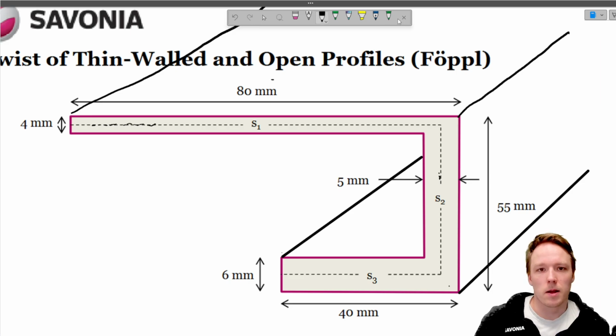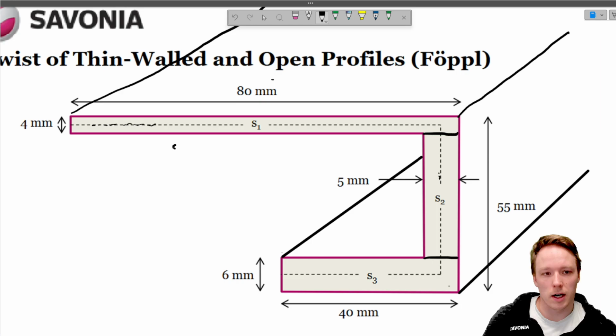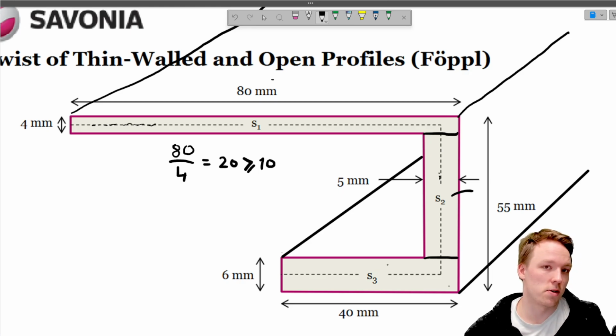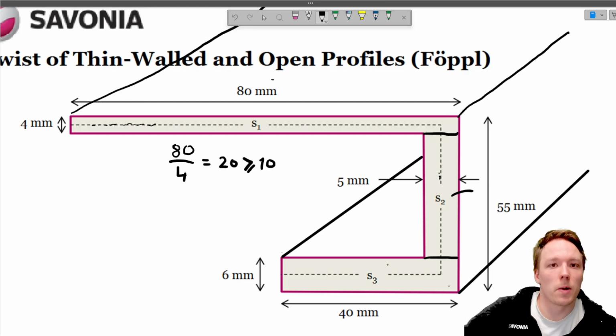Well, thin-walled we define so that if you take a closer look at this cross section of this profile, we divide this into imaginary rectangles by drawing these lines in here. And for each of these rectangles, if the ratio of the longer side divided by the shorter side, for example for the number 1, is more than or equal to 10, and this applies to each of these sections, then the profile is considered as thin-walled.